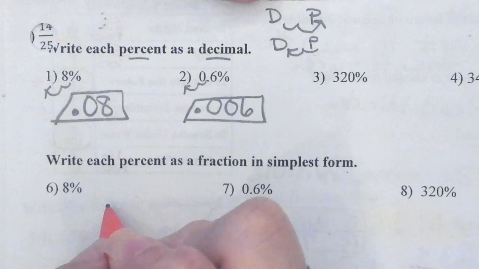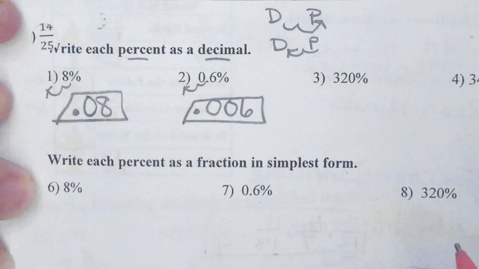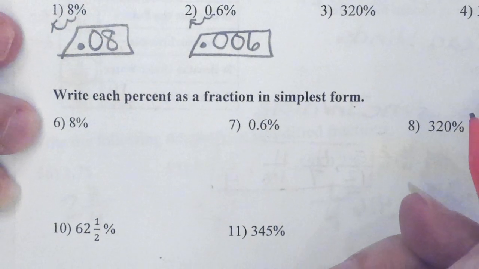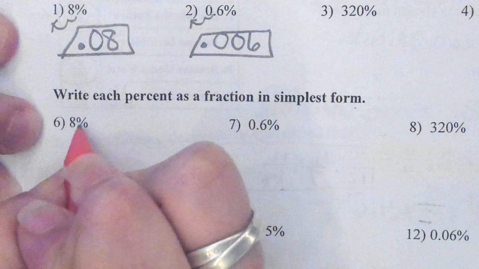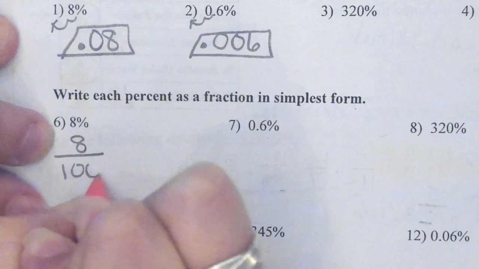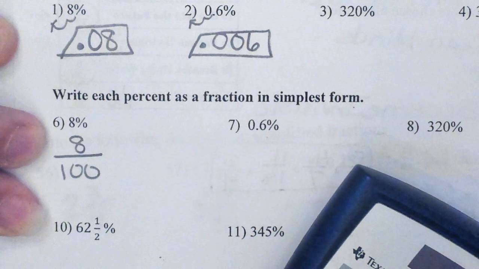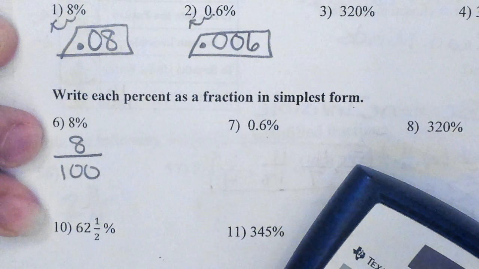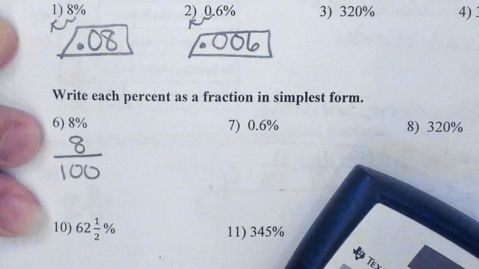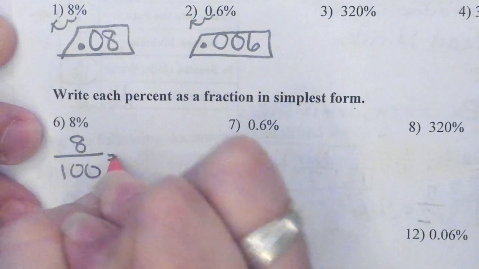Okay, going to the next part. Percent is a fraction. Guys, when you see the percent symbol, you need to think, oh yeah, that means 8 out of 100. Then, do the ABC button, which is 2/25.